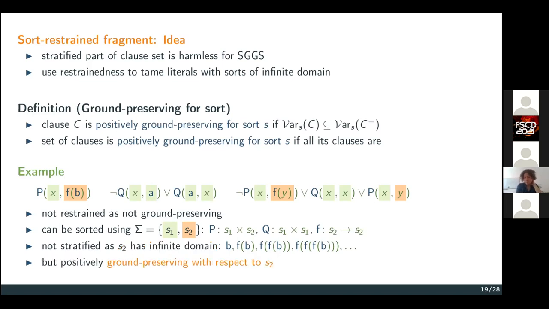However, the clause set can be seen to be ground preserving with respect to the sort S2. So if we look at the definition, we only have to check for variables of this sort, so variables of sort S2. There is only a single variable that occurs in the red part, which is y in the last clause. And indeed, this variable y occurs also in a negative literal of this clause. So the clause and the clause set is ground preserving with respect to S2.